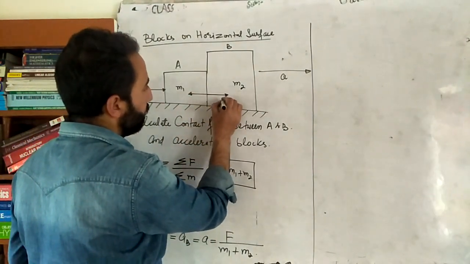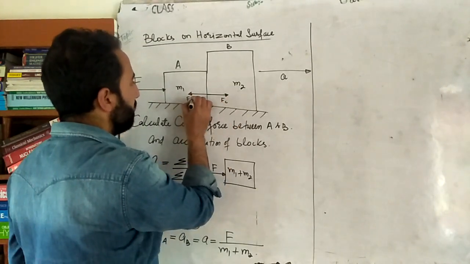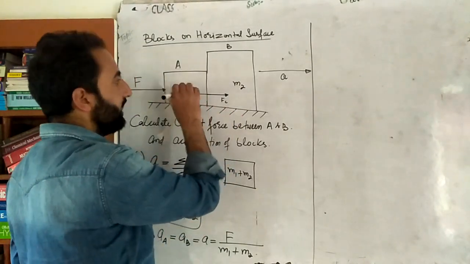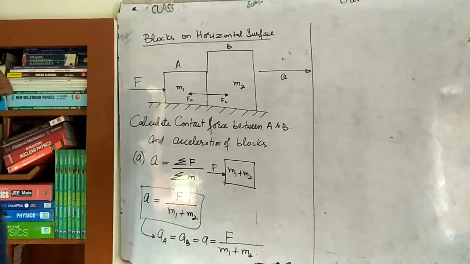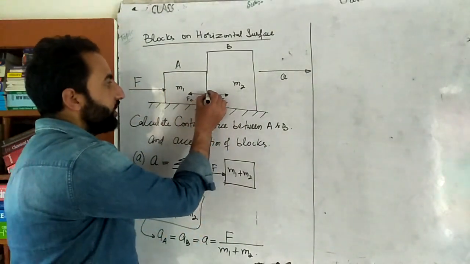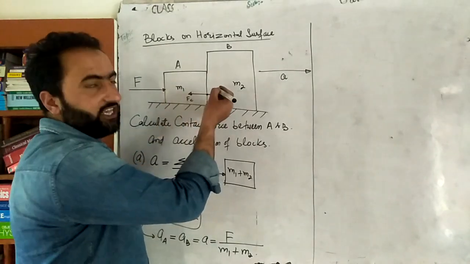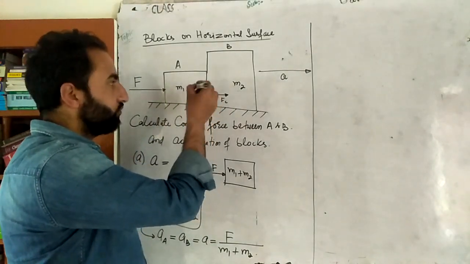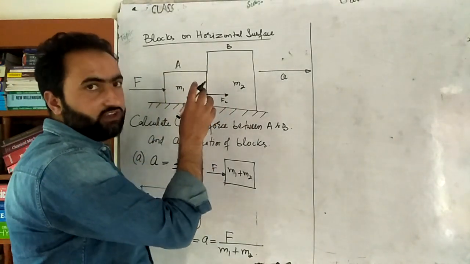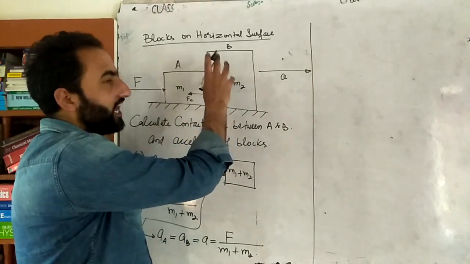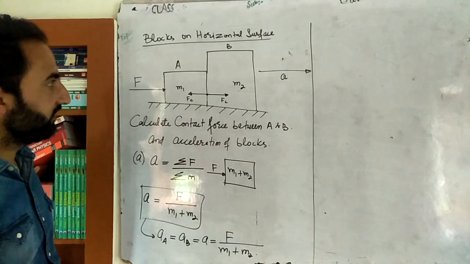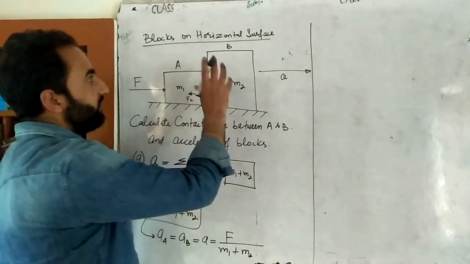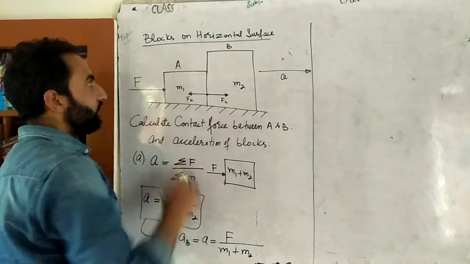This is the contact force on B due to A, and this is the contact force on A due to B. They will form an action-reaction pair. Now, if we want to calculate the contact force either on A or on B, they will obviously be equal in magnitude but opposite in direction. I have to construct a separate free body diagram for block B or for block A.